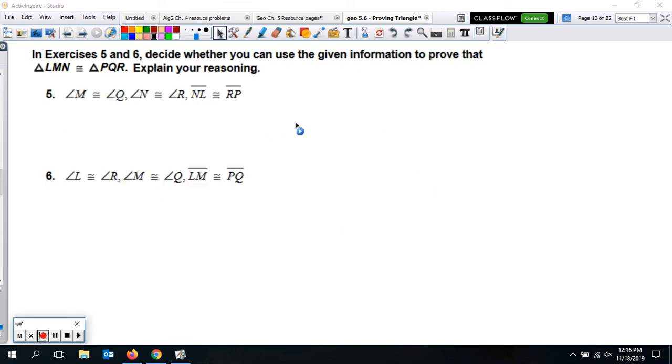Okay, so on 5 and 6, it doesn't give us the diagrams. What it does give us is some given statements here. It says decide whether you can use the given information to prove that triangle LMN is congruent to triangle PQR. So what we'd want to do here is actually draw these triangles out, label them, and mark out what's shown to us, these congruent statements here, what's given to us on the diagrams that we're going to draw ourselves.